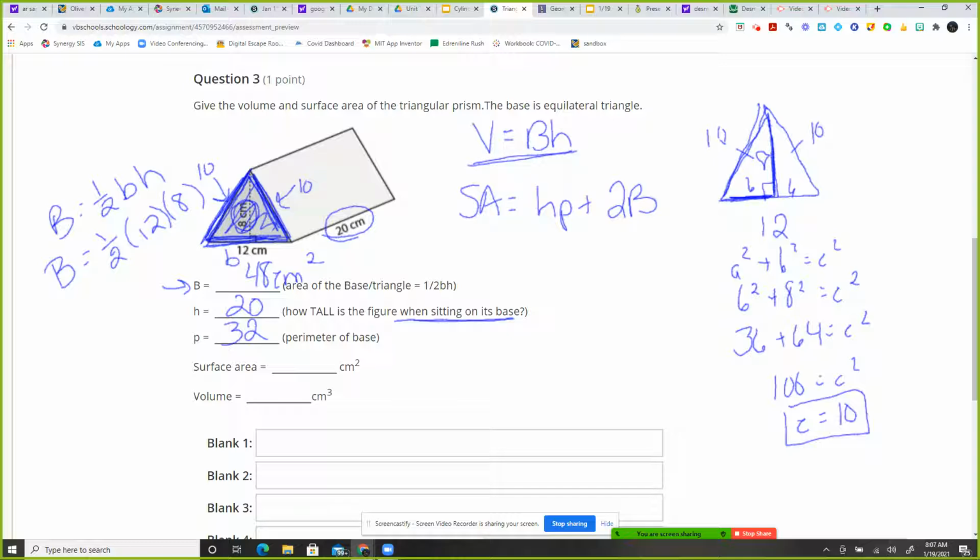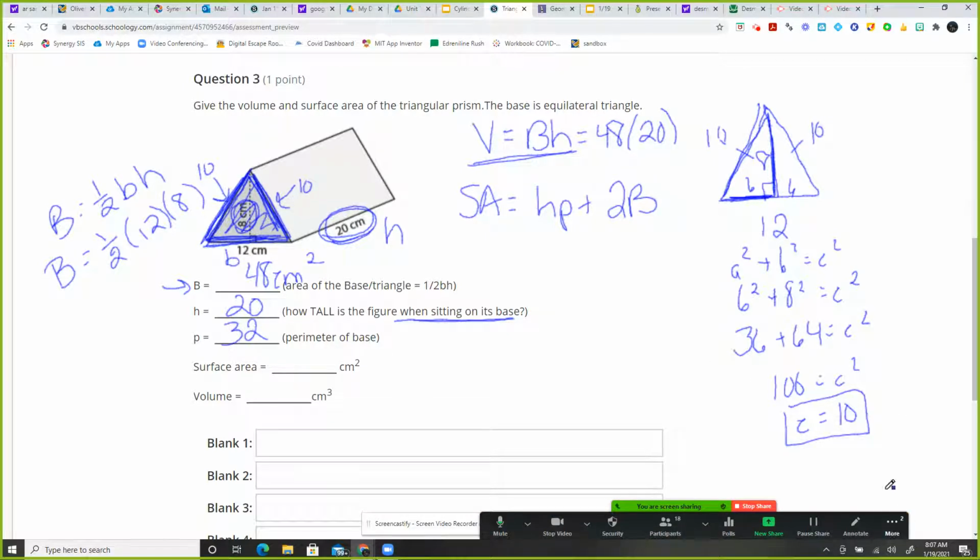Volume is going to be the base, which we got 48, times the height of the whole shape, which is 20. So 48 times 20.